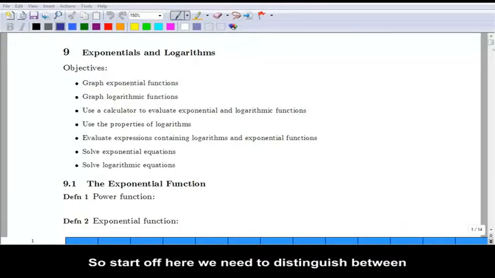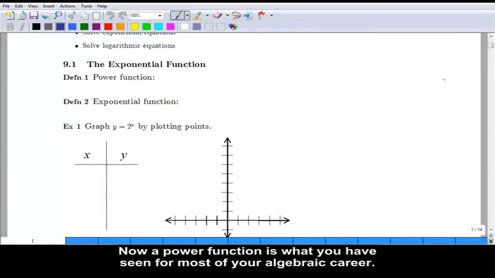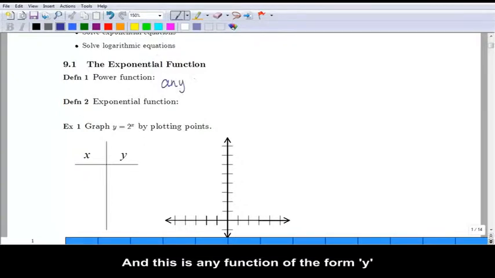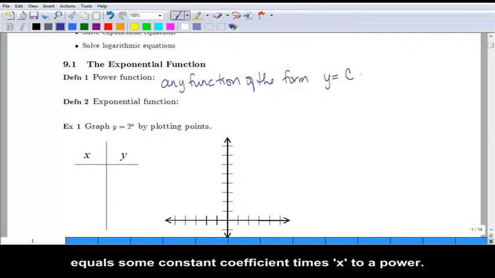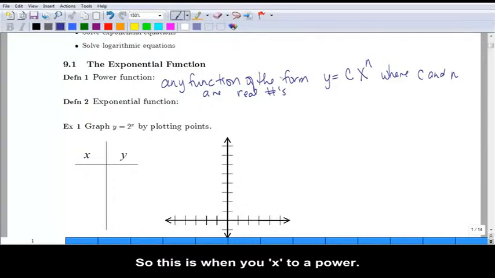So, to start off here, we need to distinguish between a power function and an exponential function. Now, a power function is what you have seen for most of your algebraic career, and this is any function of the form y equals some constant coefficient times x to a power. So again, here c and n are real numbers. So this is when you have x to a power.